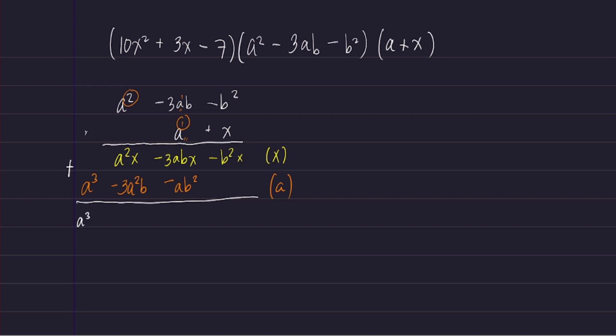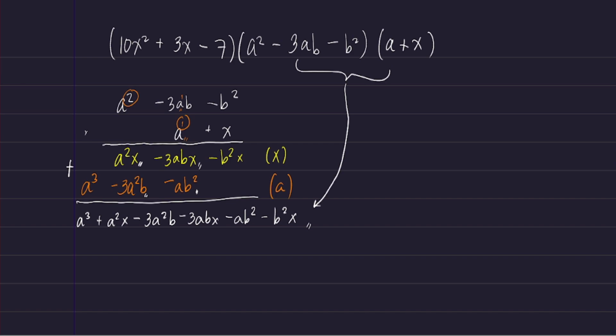We have a cubed plus a squared x, kasi positive yung a squared x kung makikita nyo. And meron tayong minus 3a squared b, since negative siya, and minus 3abx, minus ab squared, minus b squared x. So this is the answer when we multiply a squared minus 3ab minus b squared to a plus x. So, yun pa lang.